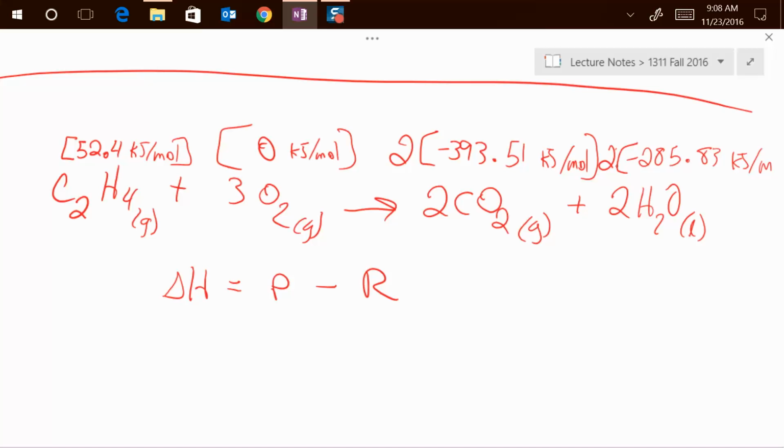Okay, so go ahead, do that for that one. What is our delta H? Negative 1,125.23. 1,125.